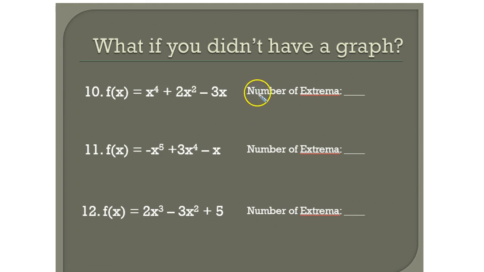Well, we don't have a graph. We can do this kind of process in reverse. So we look to find the degree. And once we have that degree, we're going to subtract 1 to get the highest number of extrema. So 4 minus 1 means that there should be at most 3 extrema. 5 minus 1 means at most there's going to be 4 changes of direction in the graph. And a degree of 3 means that there's going to be at most 2 extrema.